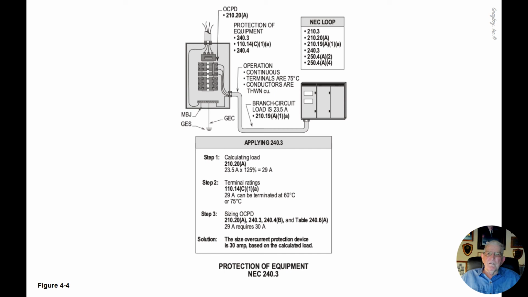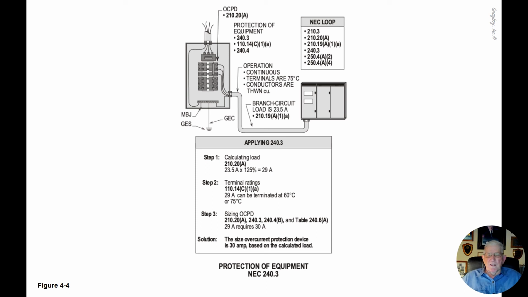So we see in this illustration that all of our terminals are 75 degrees C, all of our conductors are THWN copper, and the branch circuit load is 23.5 amps, which you could round up to 24 if you wanted to by 220.5(A) and (B), which deals with amps, rounding up, and voltage. So we're applying 210.19(A)(1)(a) for this continuous load.